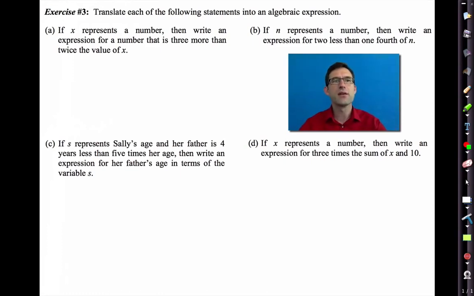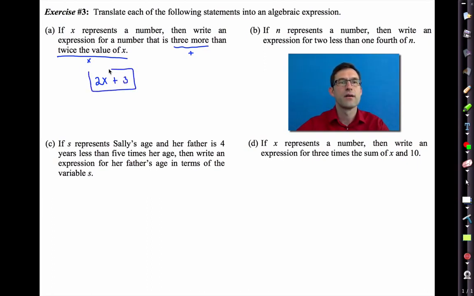Okay? So let's take a look at letter A. If x represents a number, then write an expression for a number that is 3 more than twice the value of x. So we want a number that is 3 more than twice the value of x. Well, 3 more, that's going to be addition. Twice the value of x, that's going to be multiplication. So unless otherwise told, we should do that multiplication first. So there's twice the value of x, and there's 3 more. All right?